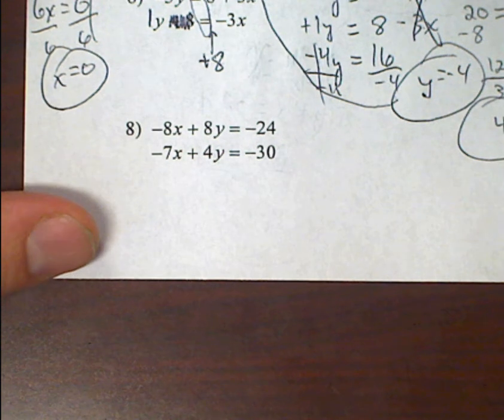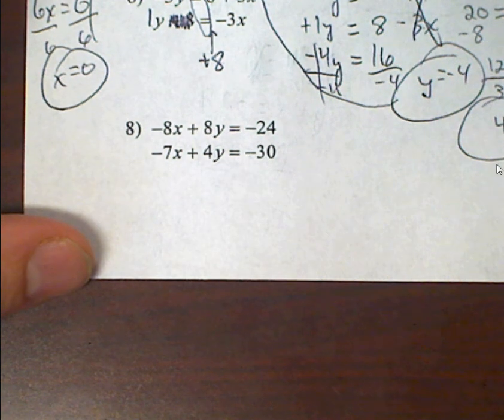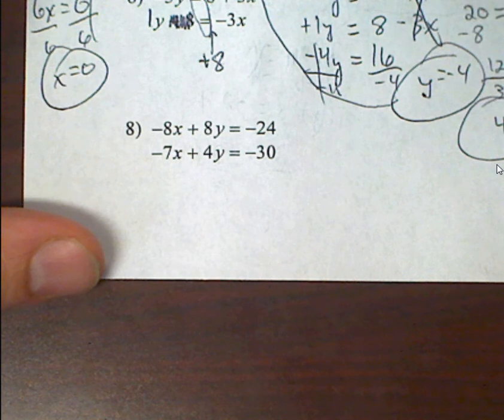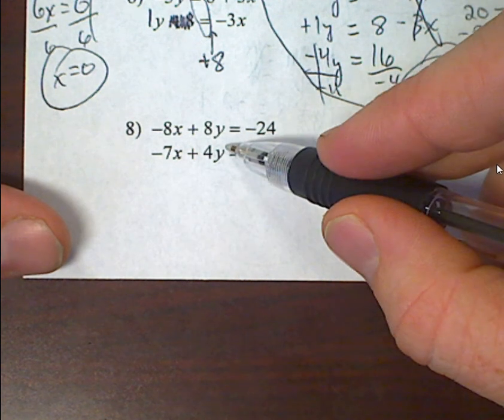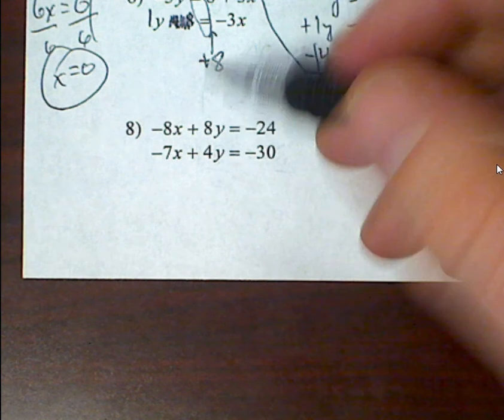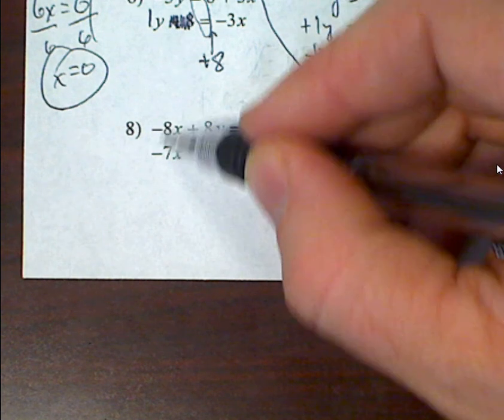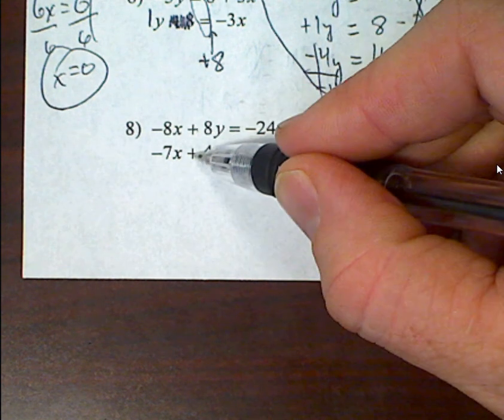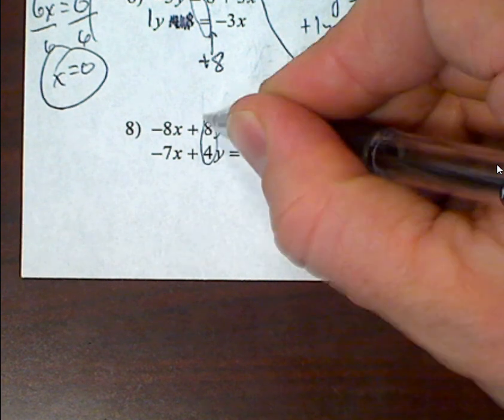Number 8, my x's are on top, my y's are on top, and my numbers are on top, so I don't need to touch this to change them. What I do need to do is get the opposites. I could either do negative 8, negative 7, or positive 8, positive 4. I'm going to go ahead and do these two.